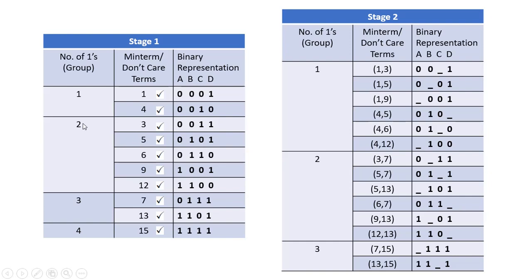Now after that, this will be our group n and this will be n plus 1. So 3 will be compared with 7 and 13. Similarly 5 with 7 and 13, 6 with 7 and 13, 9 with 7 and 13, 12 with 7 and 13. And similarly the third group will be compared with the fourth group. So 7 will be compared with 15, 13 will be compared with 15.